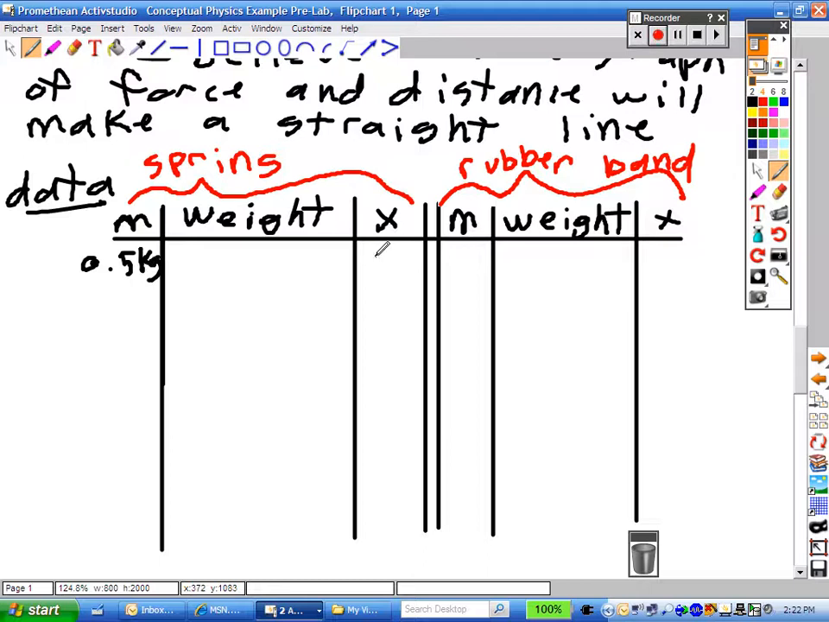The distance maybe is 20 centimeters. So that would be 0.20 meters. We could do that for springs and rubber bands. At that point, we're ready to actually do the experiment and see how it works out.